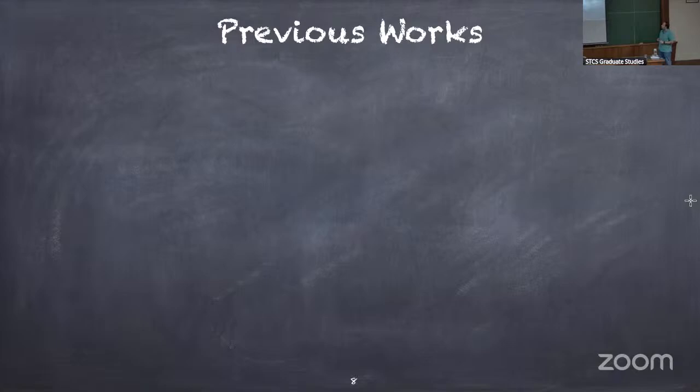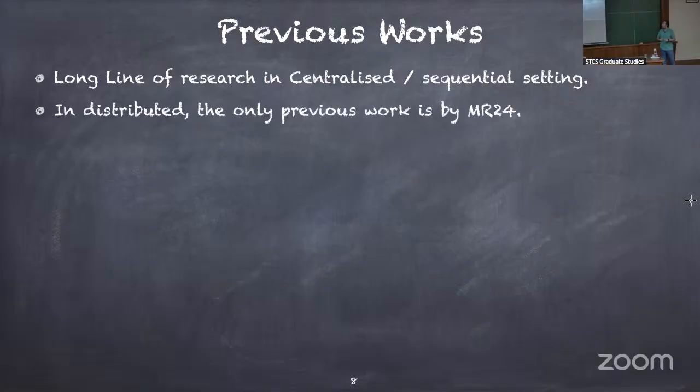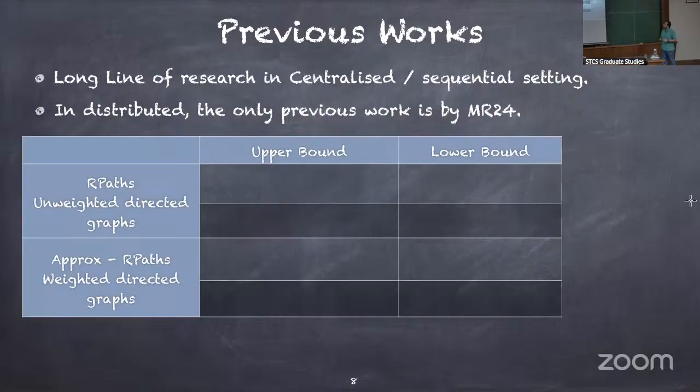So one previous work is that there has been a long line of research for the centralized or sequential setting for replacement path. In the distributed setting, the only previous work was by Manoharan and Ramachandran in SIROCCO 2024. They discussed results for unweighted directed graphs and approximate, which is basically a 1 plus epsilon approximation for weighted directed graphs.